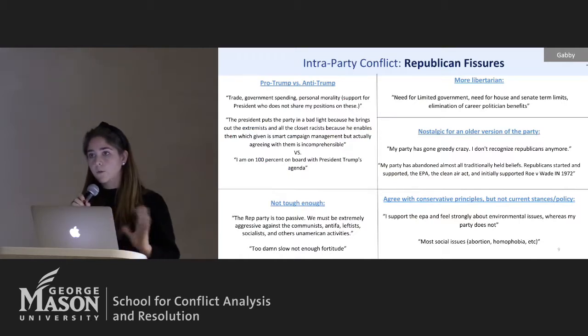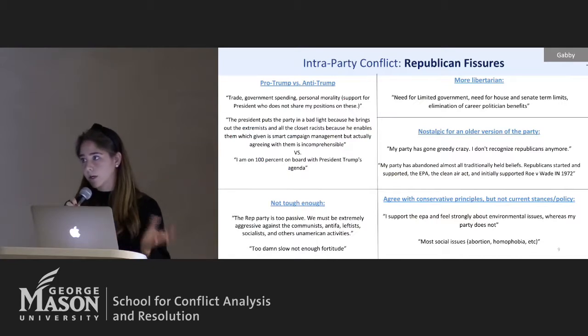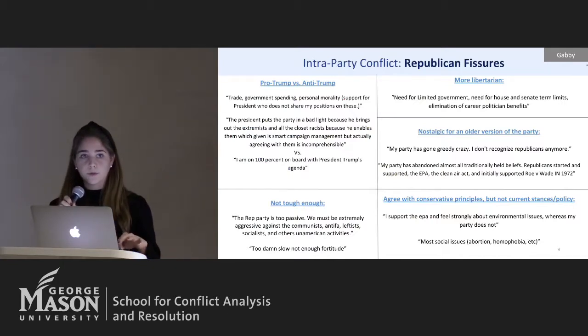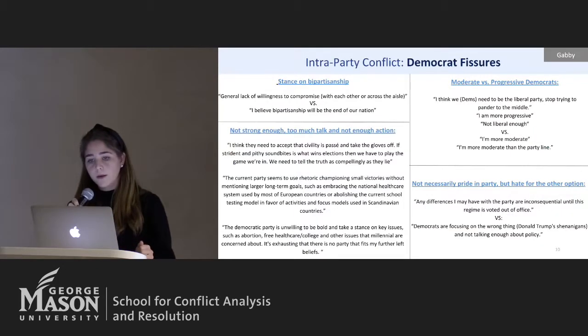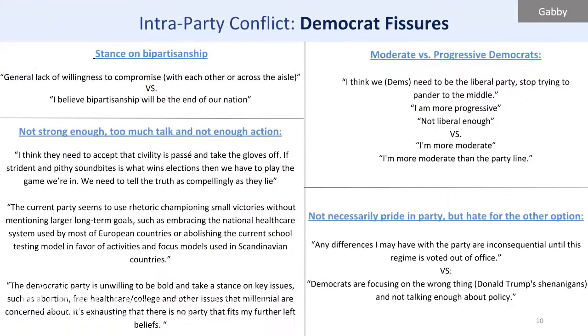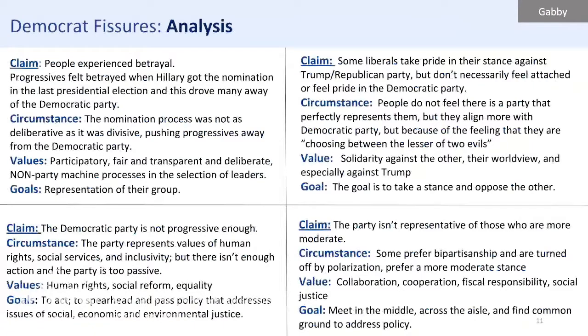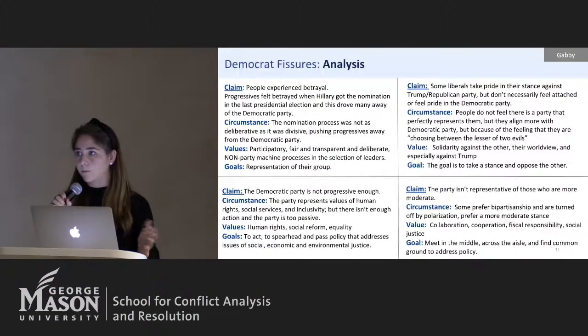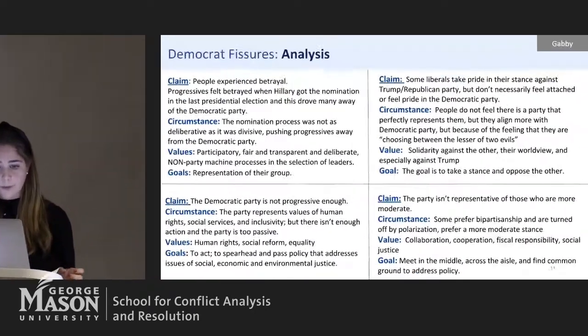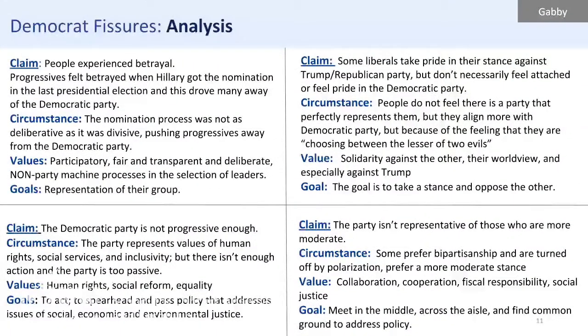So those quotes from the survey were examples of some of the starts that we were able to hook onto, and then we collected more information. I'll skip to a quick analysis of that data, where we use the methodology to be a bit more clear about how we're making sense of these. The first claim is that people experienced betrayal.